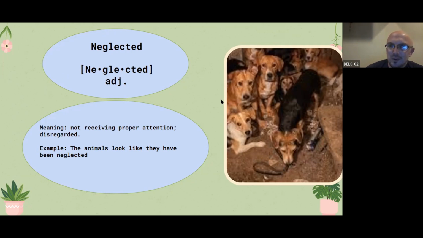Oftentimes we use this word with animals too. We can use it with animals or people or anything. But for this example, the animals look like they have been neglected. They look like these animals haven't eaten and they look dirty. They look like maybe someone forgot to take care of them. And so we can call this neglected.